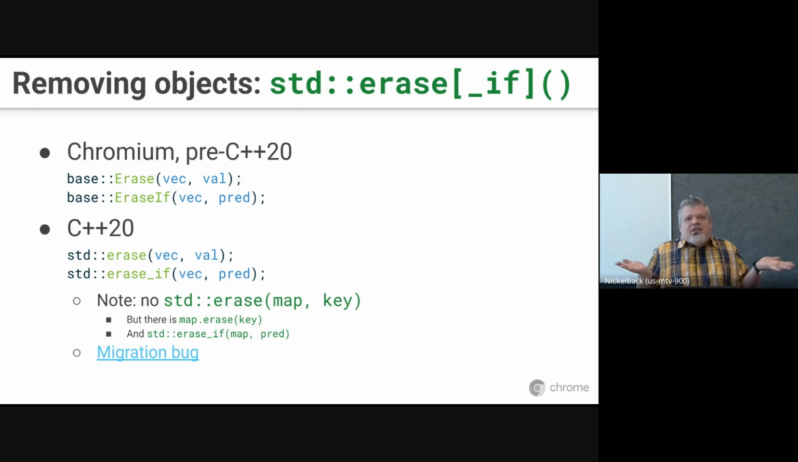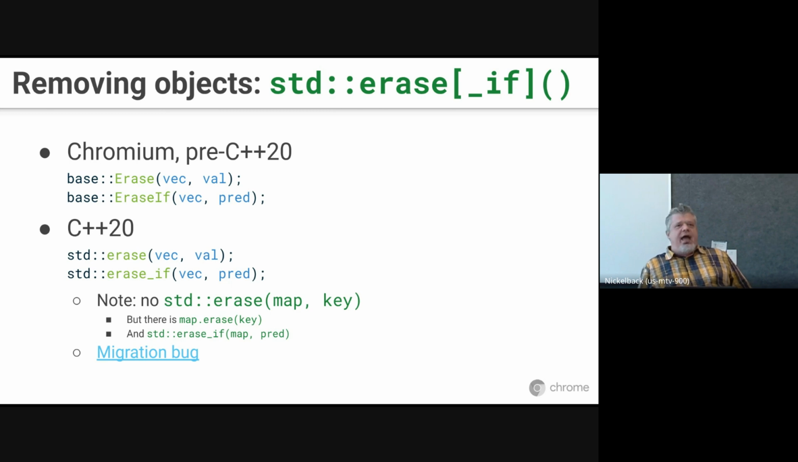It's not just that it's shorter and more readable. It's that it's safer because you're not going to footgun yourself with this. And then C++20 now gives these to us in the standard library. You can erase on a vec, or you can erase_if with a predicate.